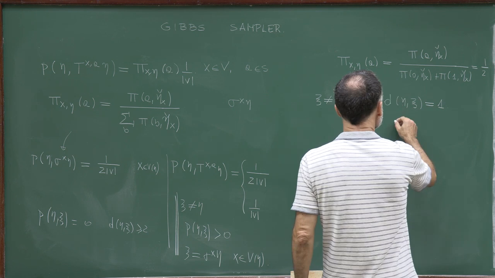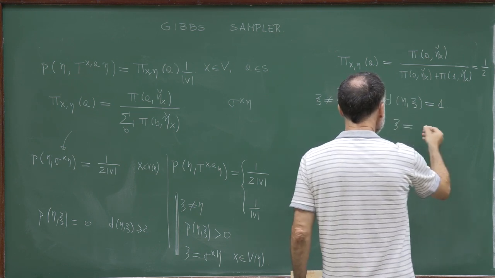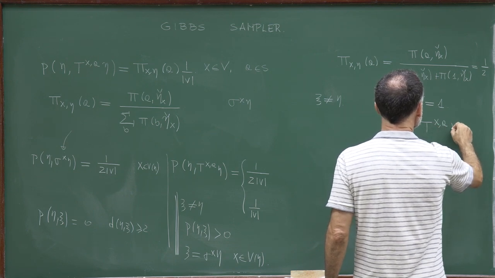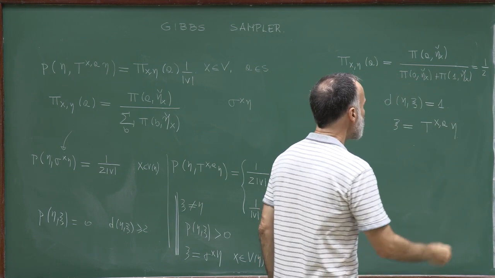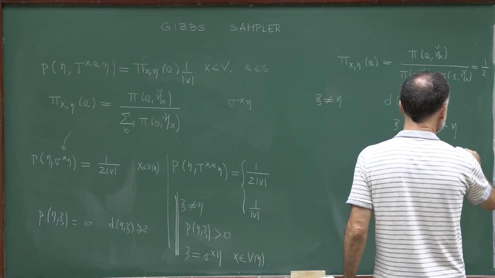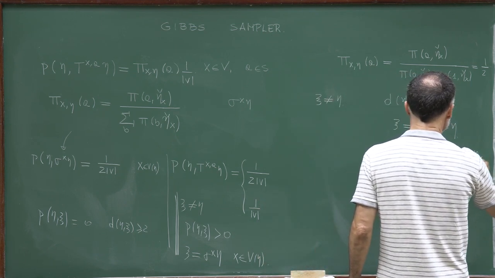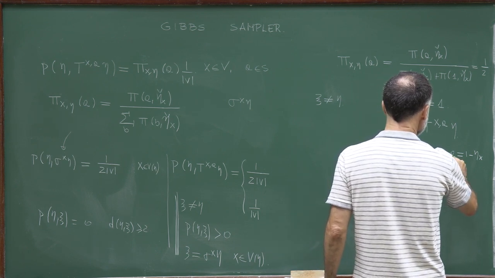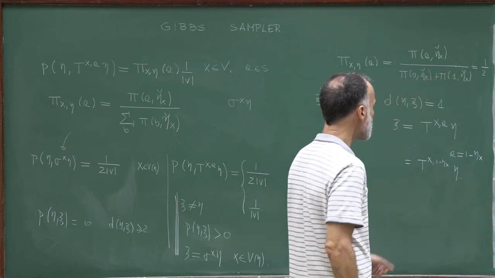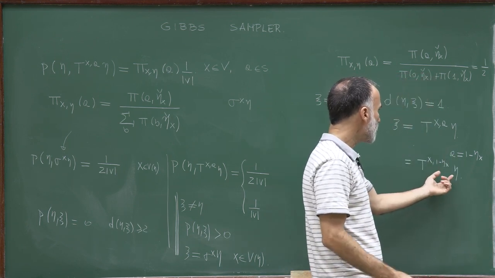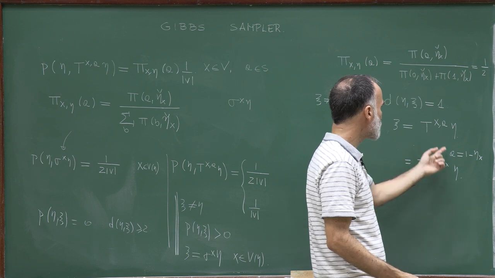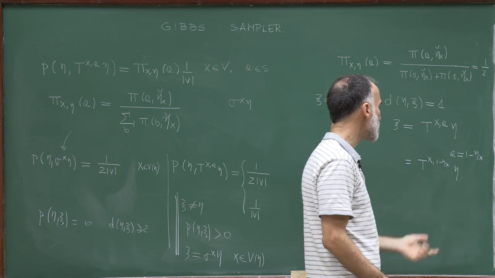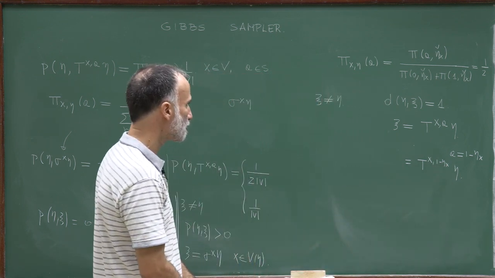Since the distance is 1, this means that psi is equal to some t_x a of eta, where a is equal to 1 minus eta(x). So actually, psi is equal to t_x applied with 1 minus eta(x) to eta. Right? Because I want it to be different, and the values at the spins are either 0 or 1. So if I want psi at x to be different from eta at x, it has to be 1 minus eta(x). So this is psi.